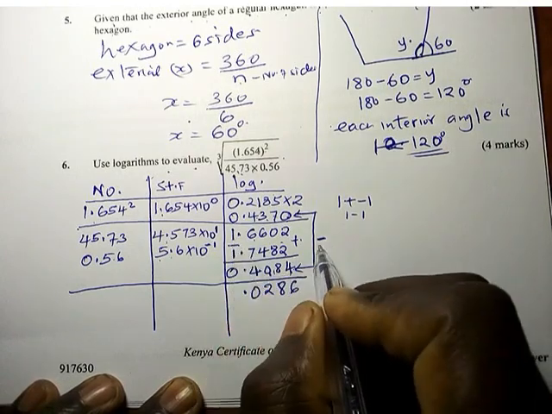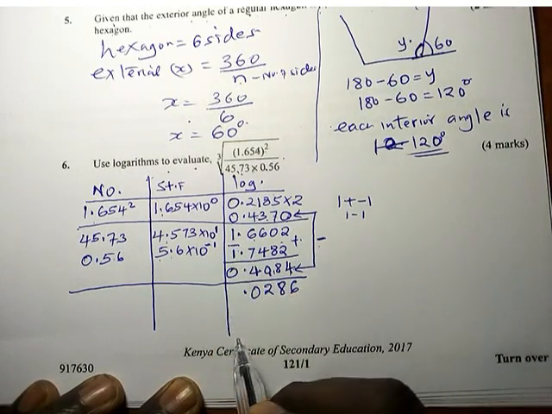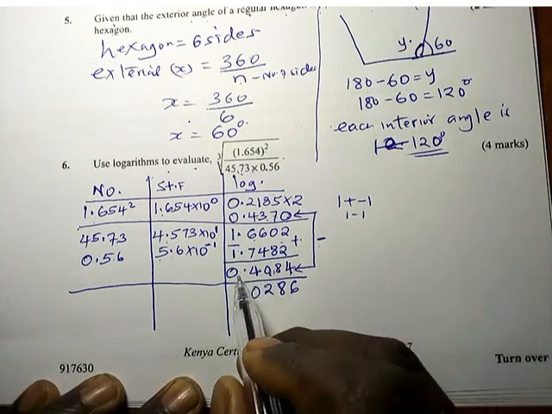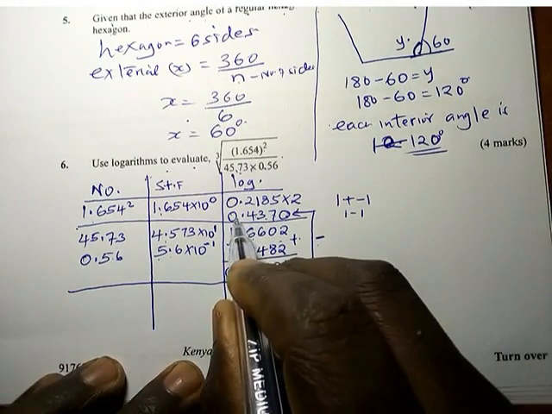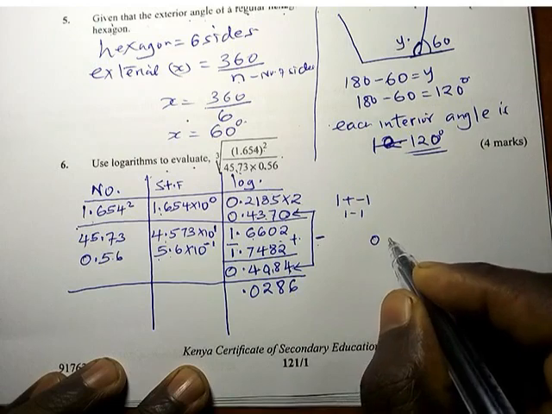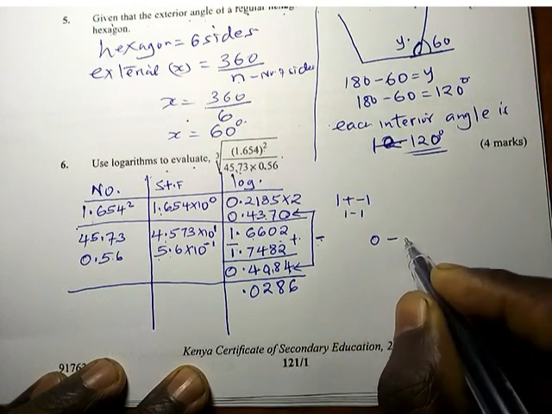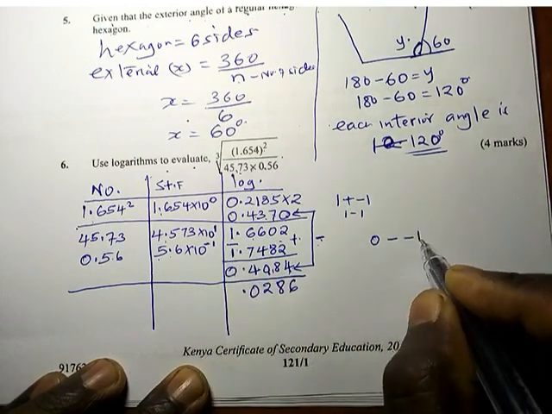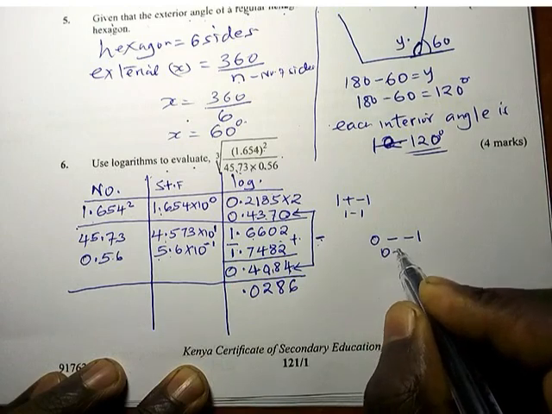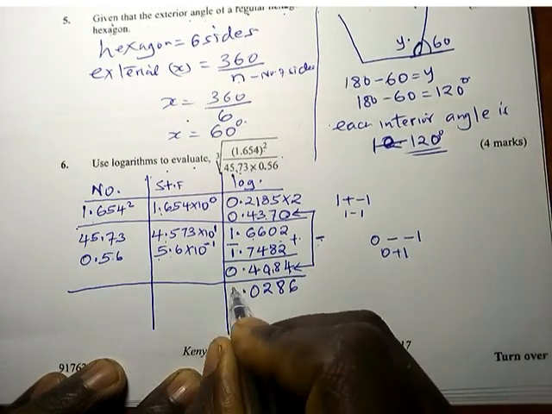1 minus 0. So we have here 0 minus 1. That one is 0 plus 1. And here it's going to have 1.